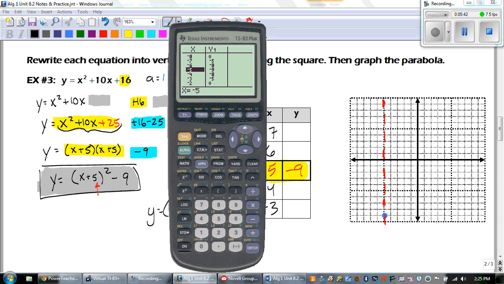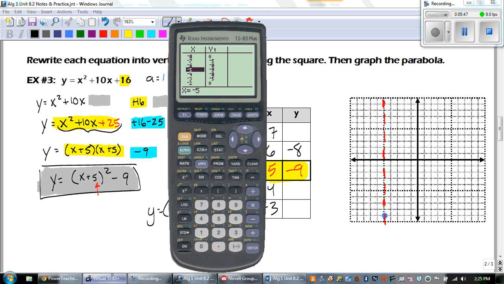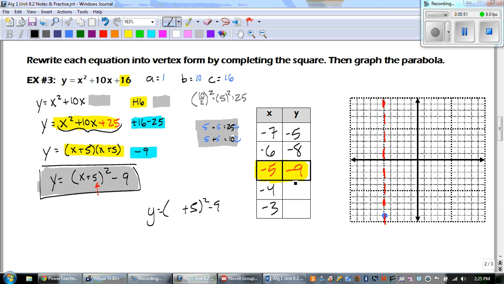Negative 5, 9, and then we have negative 6, and that's negative 8. Negative 7 was at negative 5, and then those points just repeat down here. Okay? And now I'm going to graph. So there's my negative 5, negative 6, negative 8. And then I am at negative 3, negative 5, which gives me negative 7, negative 5.